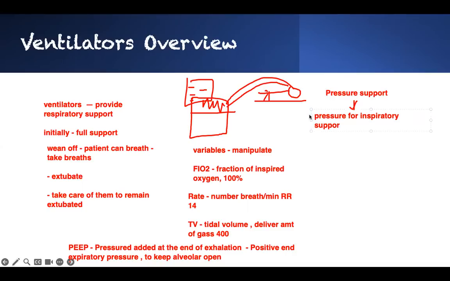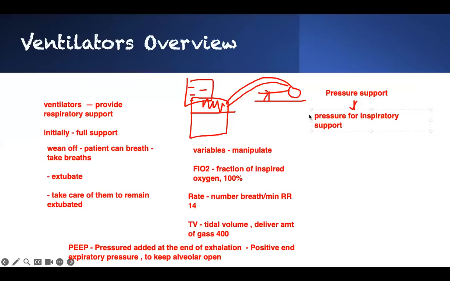Inspiration support, while you're breathing. When you're trying to take a breath, we give it to you. It's different from PEEP. PEEP is at the end of expiration, we top you up. Pressure support, we give it to you as you initiate a breath too.